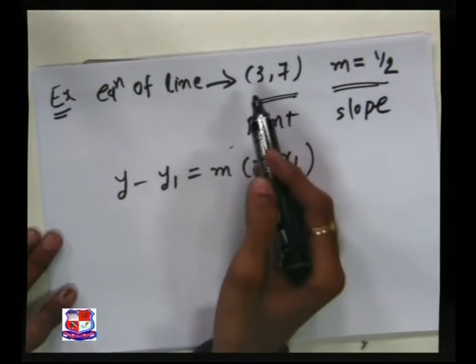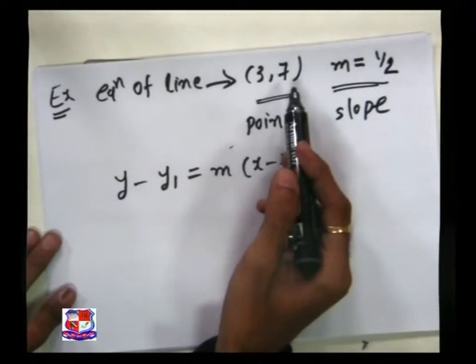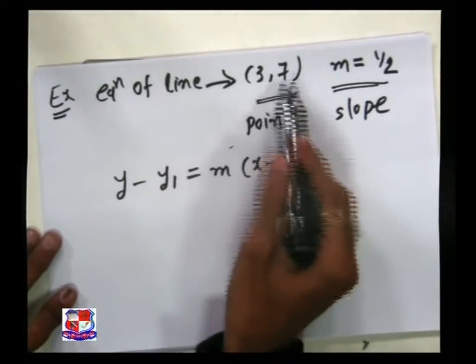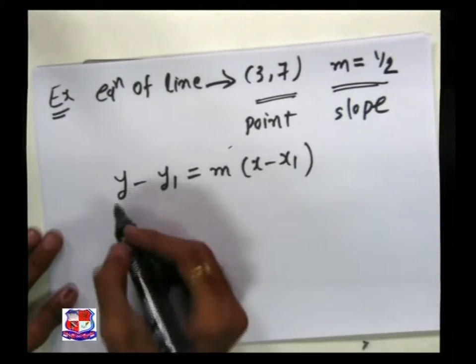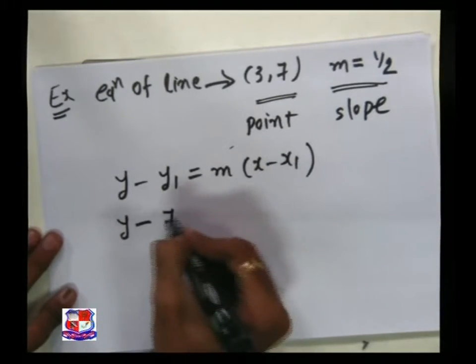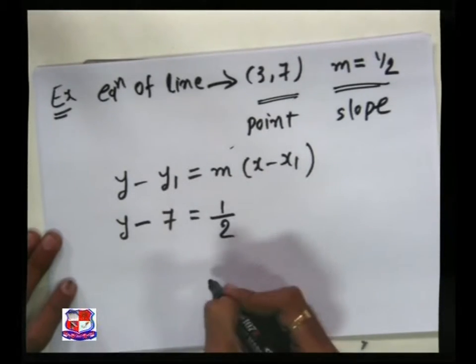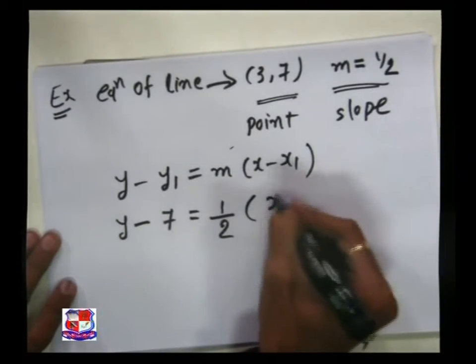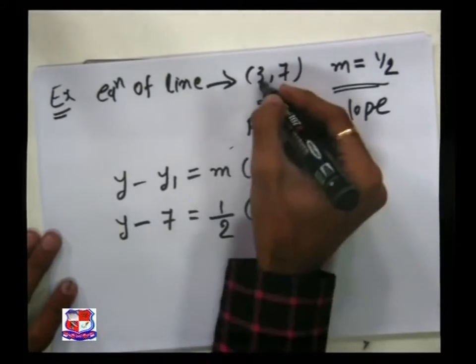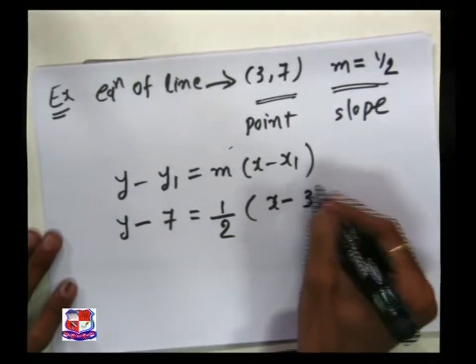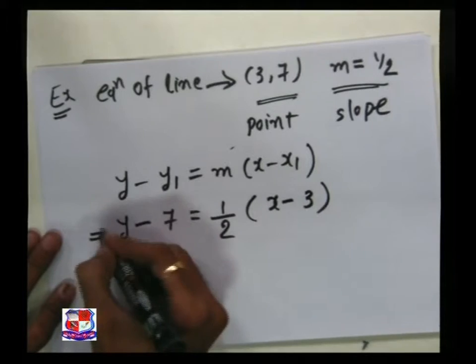Here (x1, y1) is equal to (3, 7), so x1 is equal to 3, y1 is equal to 7, so y minus y1, that is y minus 7, m is equal to 1 by 2, and x minus x1, that is x minus 3.